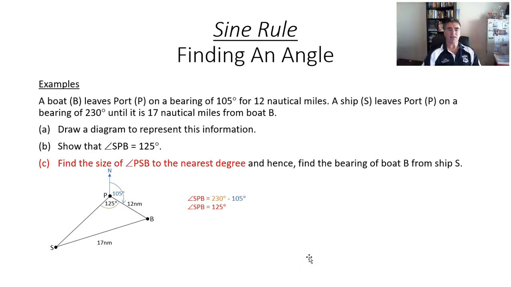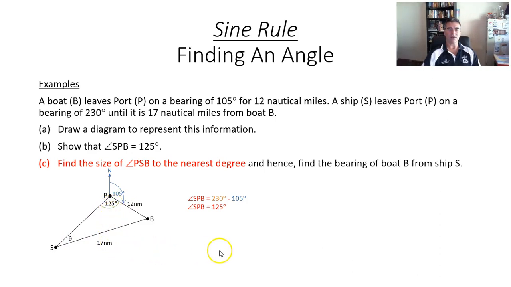Now let's look at part C. Let's find the size of angle PSB to the nearest degree. So angle PSB is this one here. We want to find that angle. So let's mark it, and what we're going to do is have a look that we've got two sides and the two opposite angles that we have there.